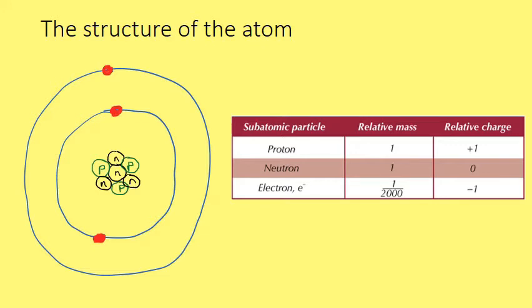Okay, so moving on to relative charge, I think you'll remember that the neutron is neutral, whereas the proton has a positive charge and an electron has a negative charge. Okay, so that's the basics of the structure of the atom. So that enables us to move on to mass number and atomic number.